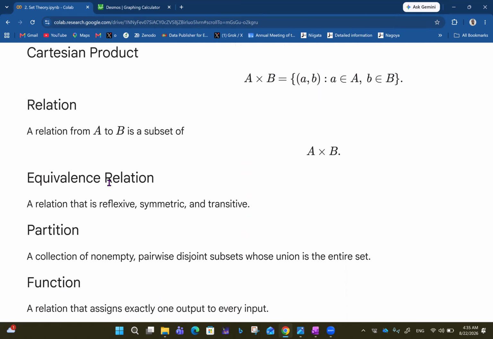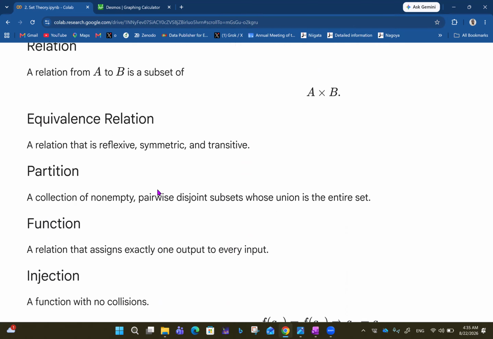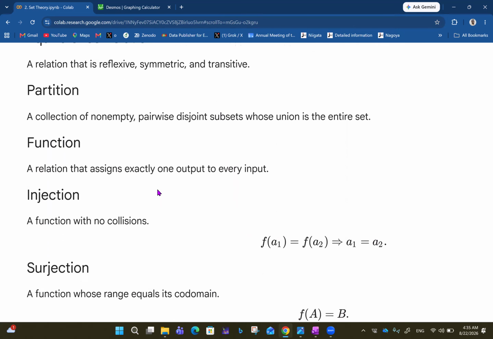Then equivalence relation: a relation that is reflexive, symmetric, and transitive together is said to be an equivalence relation. Then we talk about partition. A partition is a collection of non-empty pairwise disjoint subsets whose union is the entire set.